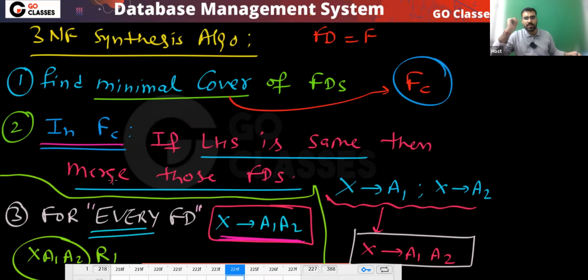Now in the minimal cover, what do you do? If LHS is same, then you merge those FDs. For example, here LHS is same, so you merge them into single. Now what do you do? For every functional dependency, you create another relation. Is this point clear? For every functional dependency, you create a separate relation.